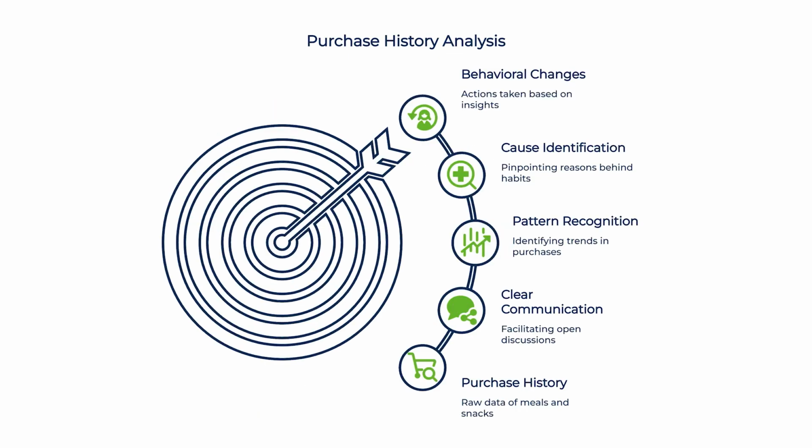Purchase history is really useful too. The log itemizes meals and snacks, so conversations at home are clearer. If you spot a dessert streak or a pattern of skipping entrees, you talk about it. The report helps you aim changes at the cause, not the symptom.